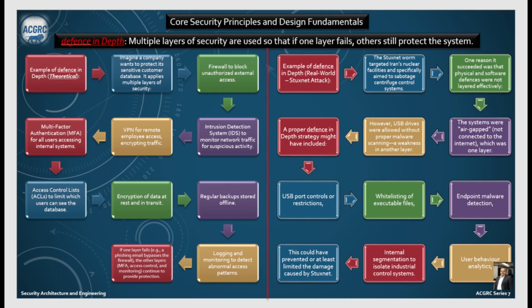sensitive customer database. It applies multiple layers of security, which include firewalls to block unauthorized external access. It installs intrusion detection systems to monitor network traffic for suspicious activity. It uses VPN for remote employee access and for encrypting the traffic. It uses multi-factor authentication for all users accessing the internal systems. And it applies access control lists to limit which users can see the database. It uses encryption of data at rest as well as in transit.